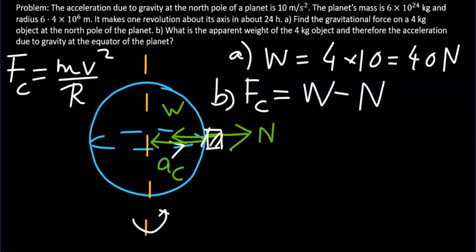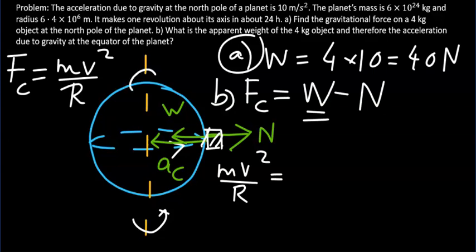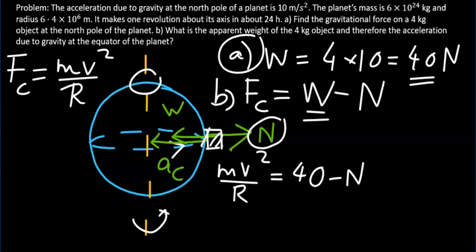Putting everything together in this equation, we get mv squared over r equals W, where W is the true weight of this object. So the true weight is given by part A, namely the weight at the North Pole. So let's call it 40, which we have already calculated there, minus capital N. N is the normal force, and N is what we call the apparent weight of the object at that location, which is what we are interested in.